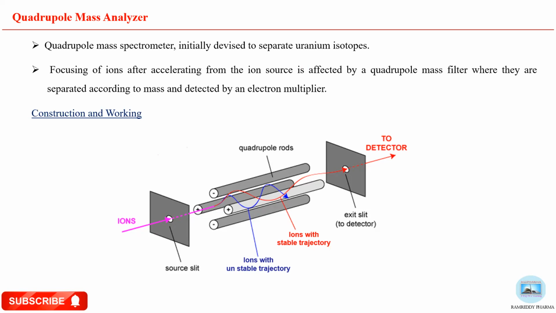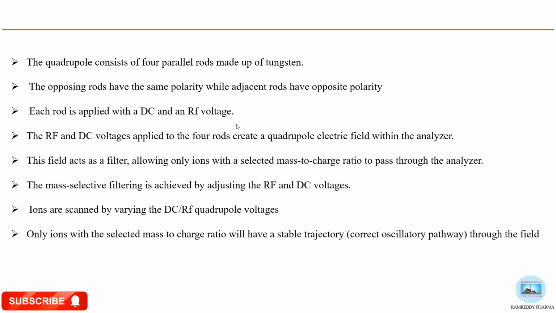The ions with an unstable trajectory, or unsuitable oscillation path, cannot pass through this filter. Only the selected mass-to-charge ratio with a suitable trajectory will pass through this electric field. In this way, the quadrupole mass analyzer works. So this is the information regarding the quadrupole mass analyzer.